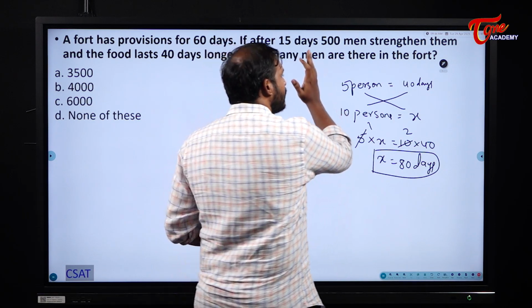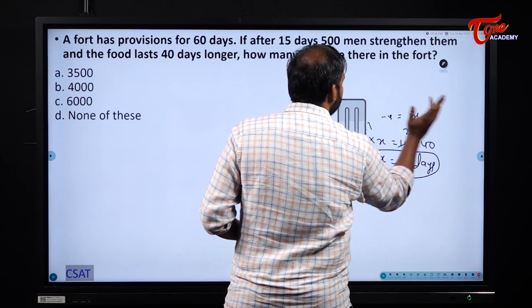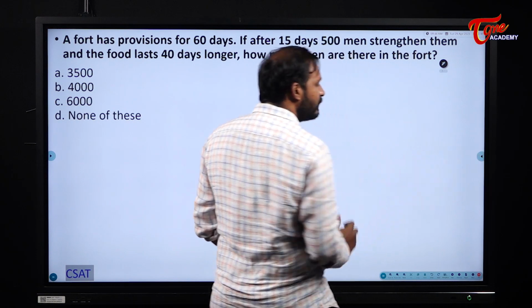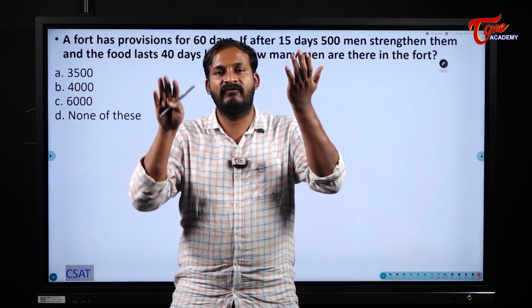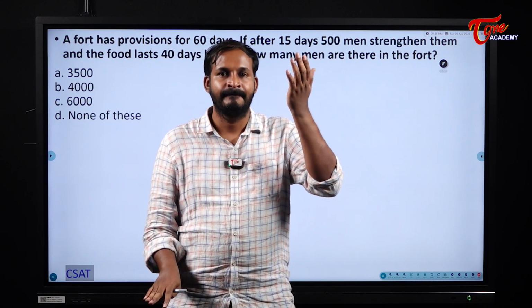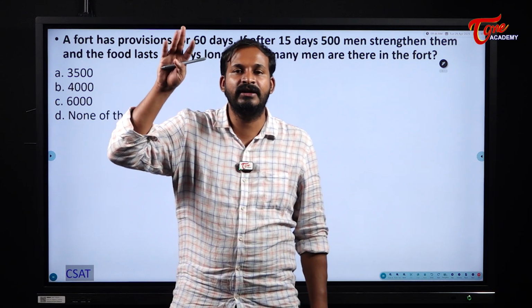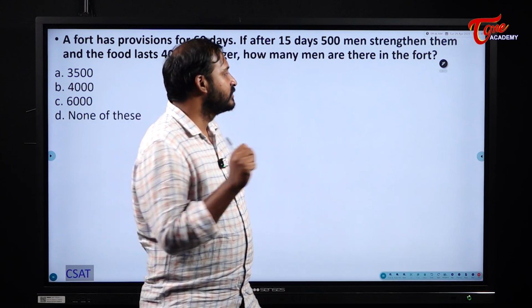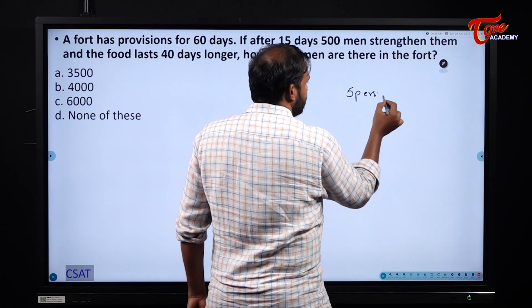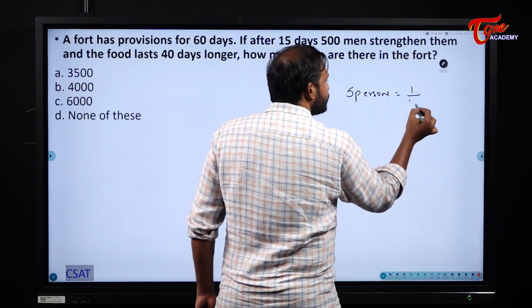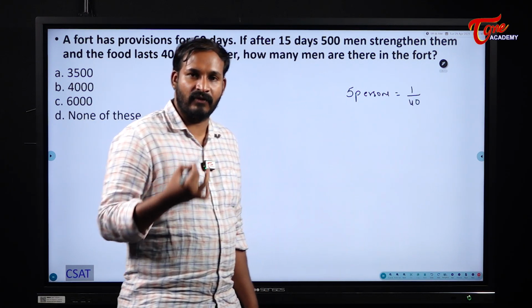The mistake is that the relation between the number of persons and the food left is inversely related. That means if the number of persons increases, then the number of days the food lasts decreases. If the number of persons decreases, the days the food lasts will increase. So how I need to write it is: 5 persons is equal to 1 by 40. Instead of 40, I should write 1 by 40.